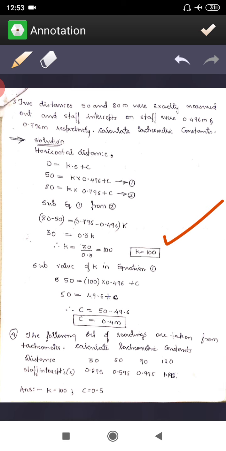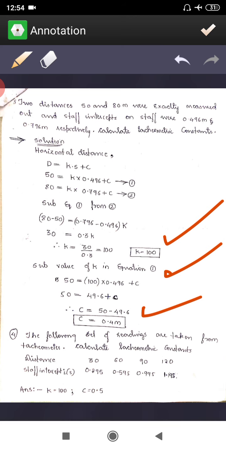Now substituting K in equation 1. You can substitute in any one of the equations, but I am substituting K in the first equation. So 50 equals 100 into 0.496 plus C. We can easily determine C here. C is equal to 50 minus 49.6, so C is 0.4 meters. For this problem you have got both the values: the multiplying constant K as 100 and the additive constant C as 0.4 meters.